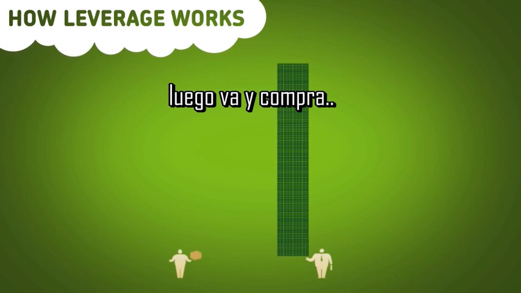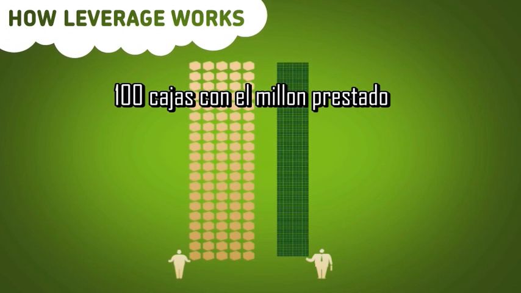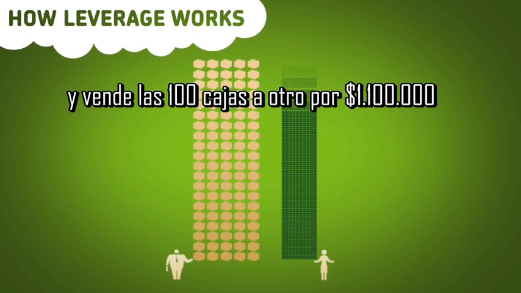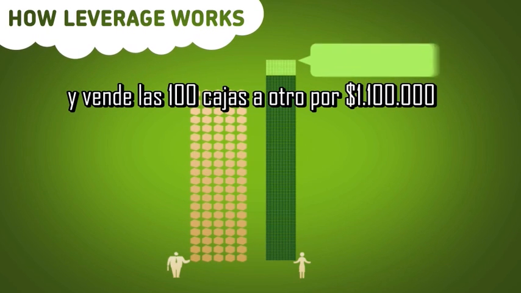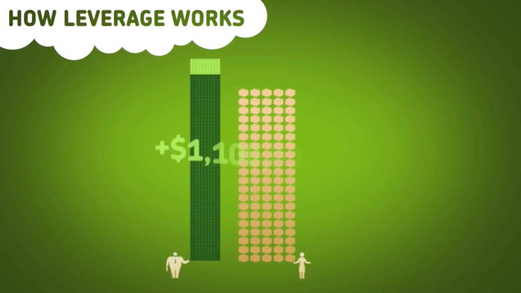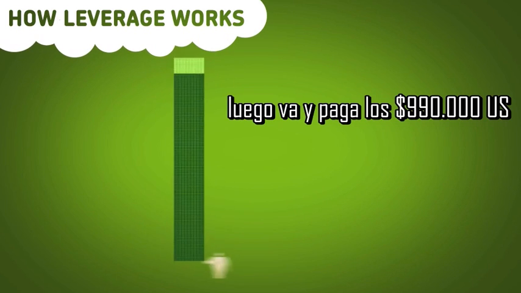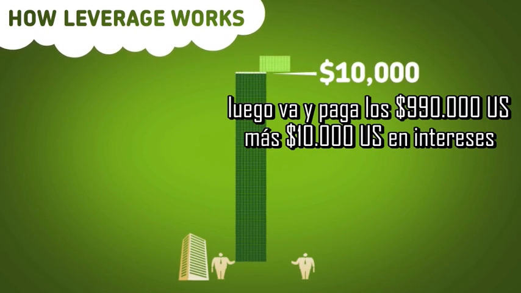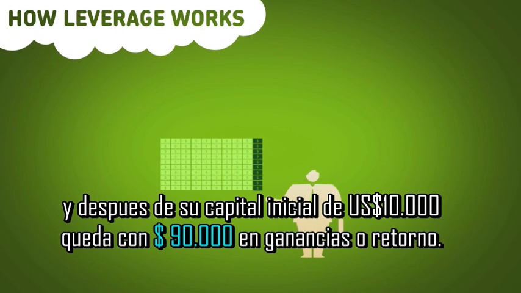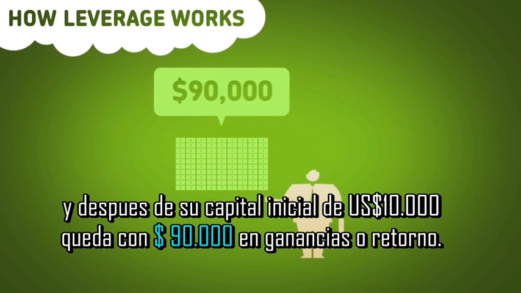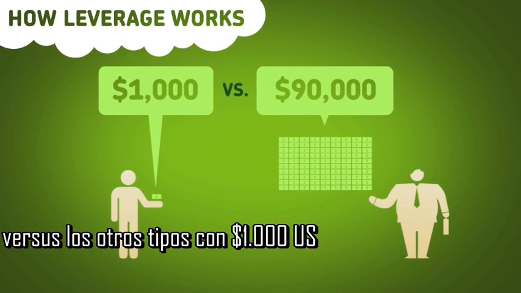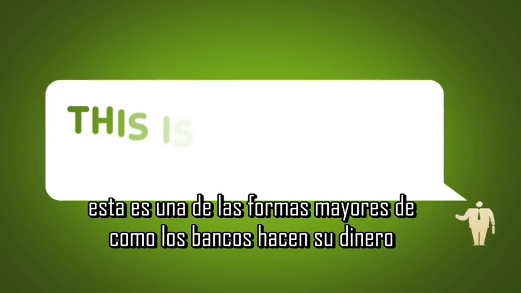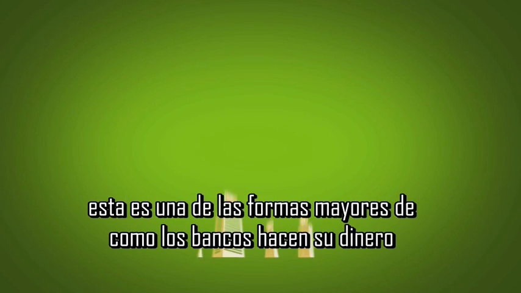Then he goes and buys 100 boxes with his $1 million and sells them to someone else for $1,100,000. Then he pays back his $990,000 plus $10,000 in interest. And after his initial $10,000, he's left with a $90,000 profit versus the other guy's $1,000. Leverage turns good deals into great deals. This is a major way banks make their money.